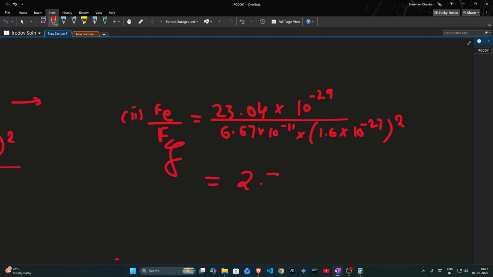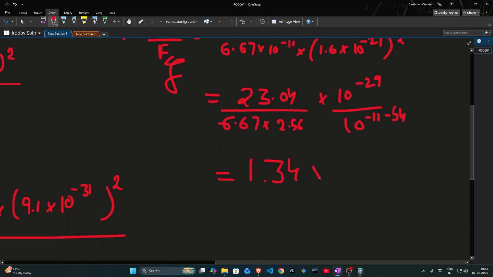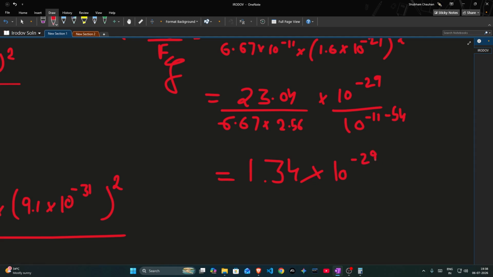So how much is this? 6.67 into 2.56, and this will be 10 to the power minus 29 upon 10 to the power minus 11 and minus 54, and this is 10 to the power minus 29 plus 55. This will be this much into 10 to the power 36.